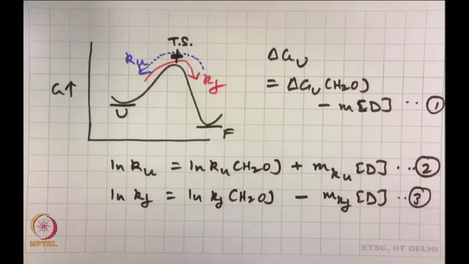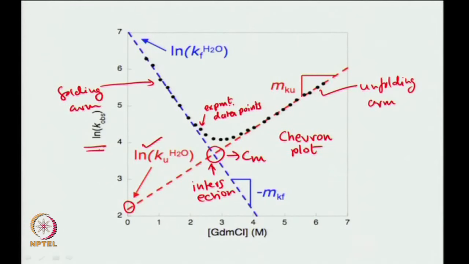So, now if I just come back to this slide, can you see the slide? Okay. So, now you can understand this in a little more detail. If you look at the right side, which is the unfolded arm, you can look at all the black points. The black points are fit to ln K is equal to ln Ku H2O plus m times d.